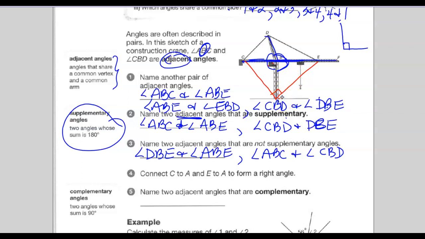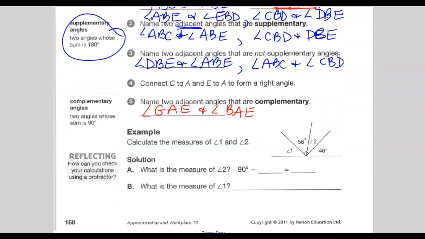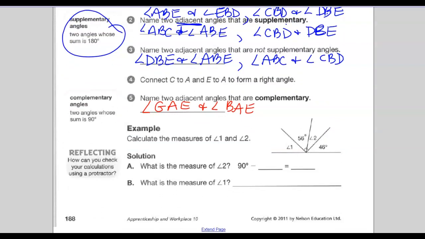So then here, we're going to need to look at this angle here and this one here. Okay, so we're going to need to call this something else. Let's call it G there. And so that's going to be angle GAE and angle BAE. Okay, two angles whose sum are 90 degrees. All right, so we're not going to be using our protractors to measure anything. We're just going to be using the properties.